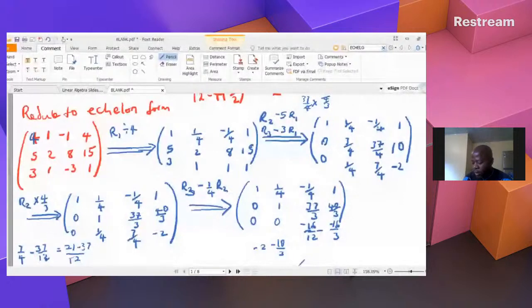And so how do you make it 1? You can make it 1 by multiplying the entire row by the reciprocal of this 16 out of 12. Let me just do that. So what I'm saying is I take row 3 times negative 12 out of 16.